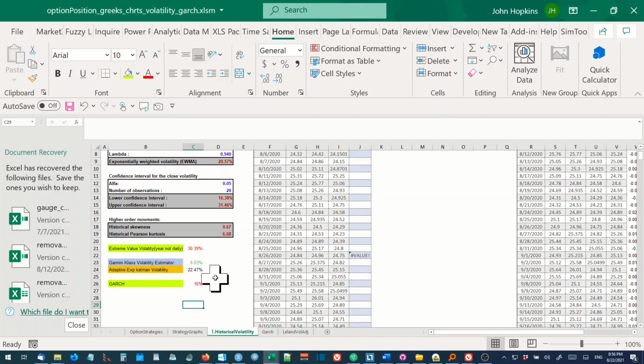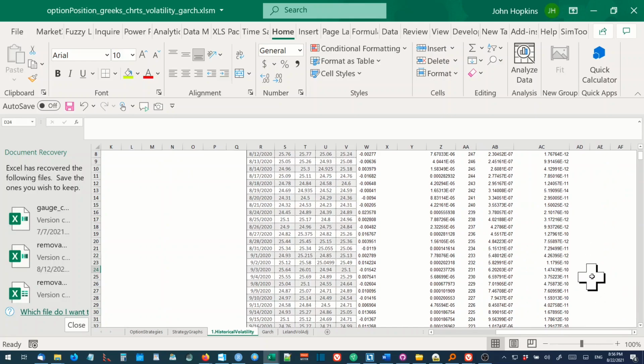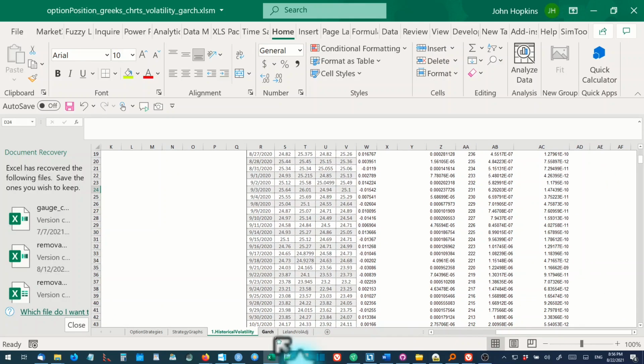The Kalman, I like Kalman volatility. I don't like GARCH. GARCH has 16%. GARCH tends to always undervalue volatility, and I think it's a dangerous trading tool. Garman-Klass, because there's not much overnight action, is once again low. I think the best price is the Kalman filter volatility, which I have a simple exponential Kalman filter over here. And I've included the GARCH model here.